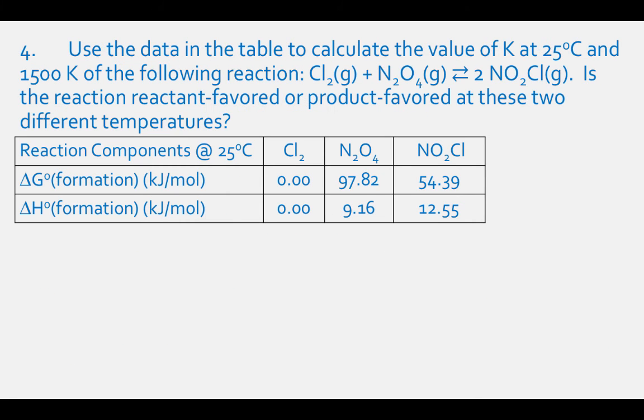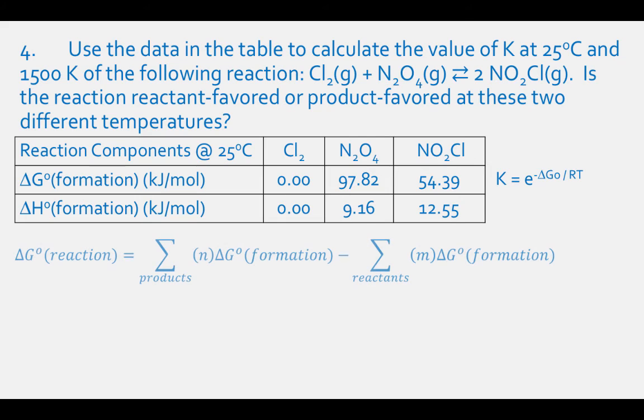4. Use the data in the table to calculate the value of K at 25 degrees Celsius and 1500 Kelvin of the following reaction. Cl2 gas plus N2O4 gas in equilibrium with 2NO2Cl gas. Is the reaction reactant-favored or product-favored at these two different temperatures? To calculate the value of K at 25 degrees Celsius, use the standard delta G of formation values to calculate the standard delta G of the reaction, and then use the equation K equals the exponential of negative standard delta G divided by R times T.